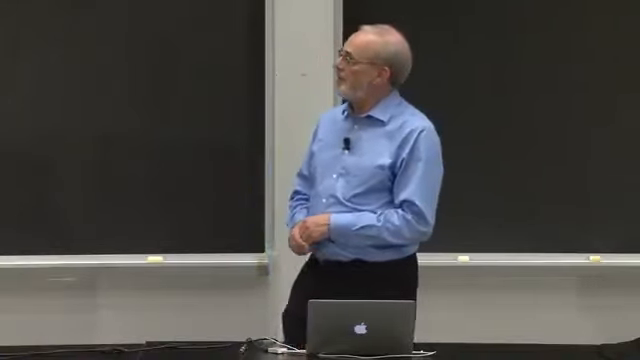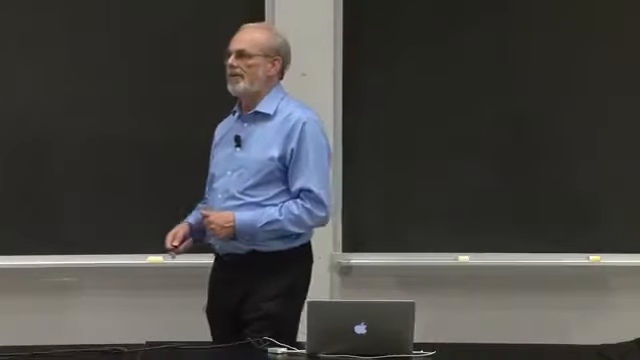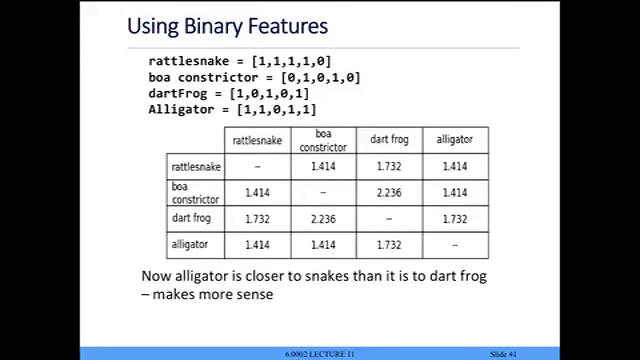The other way I could fix it would be to say I'm letting too much weight be associated with the difference in the number of legs. So let's just make it a binary feature. Either it doesn't have legs or it does have legs.